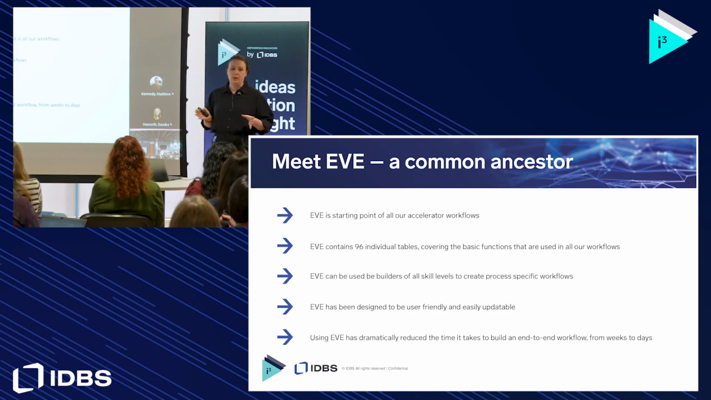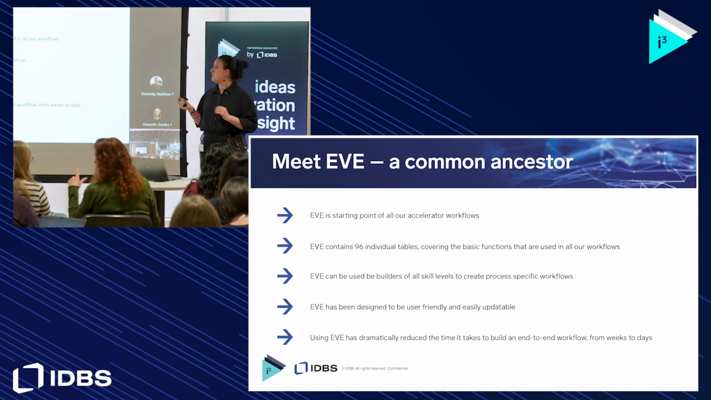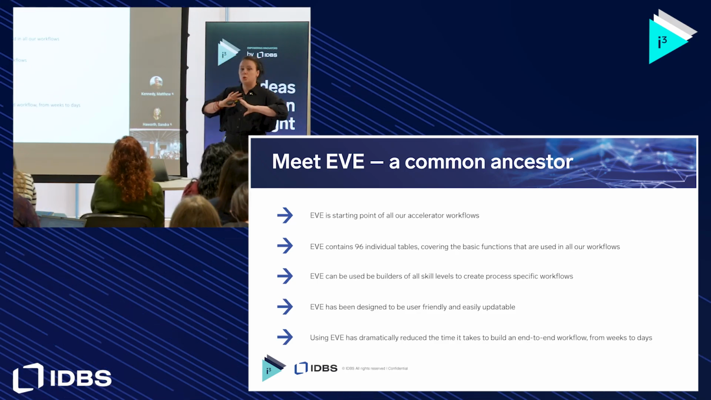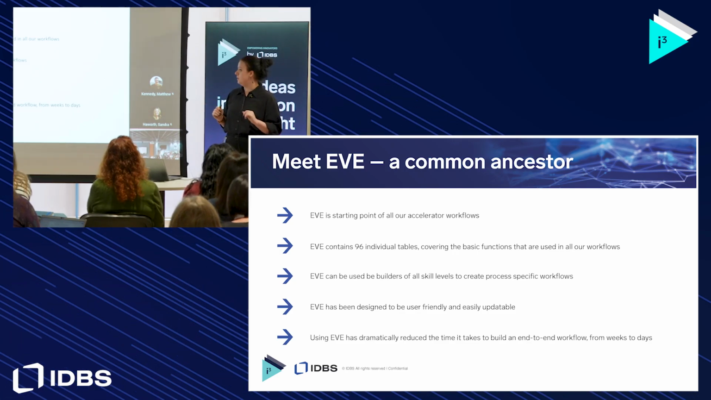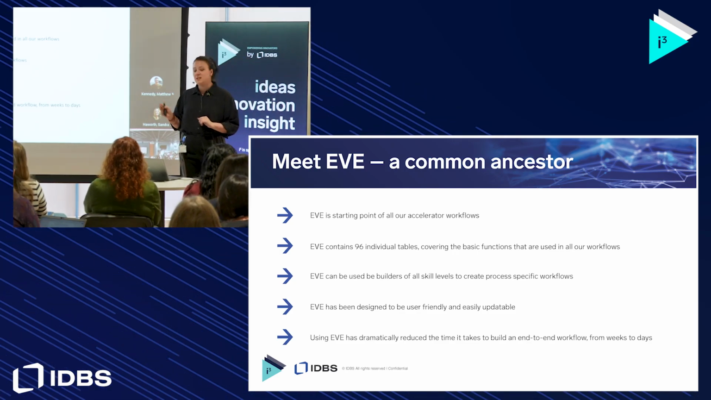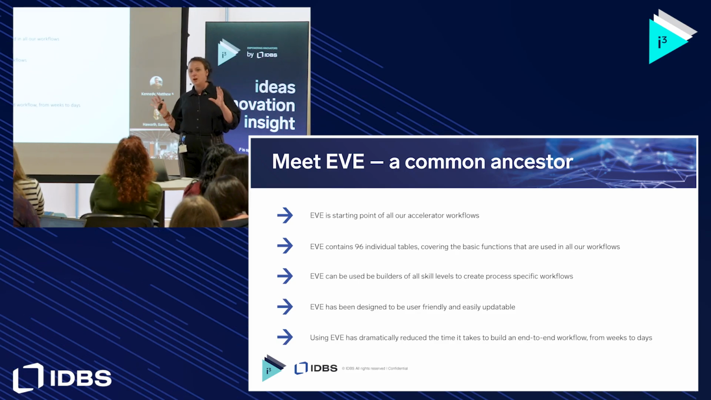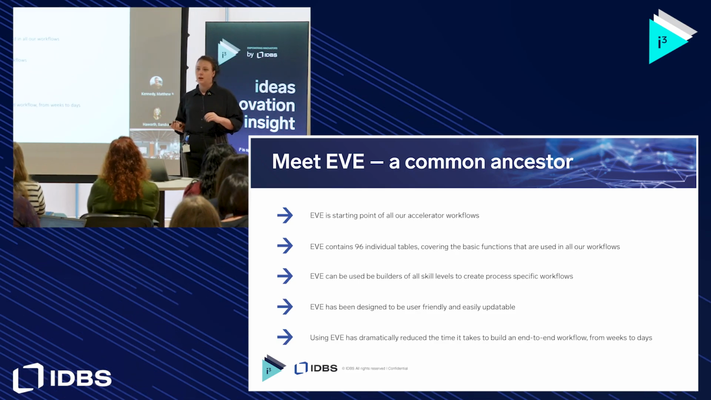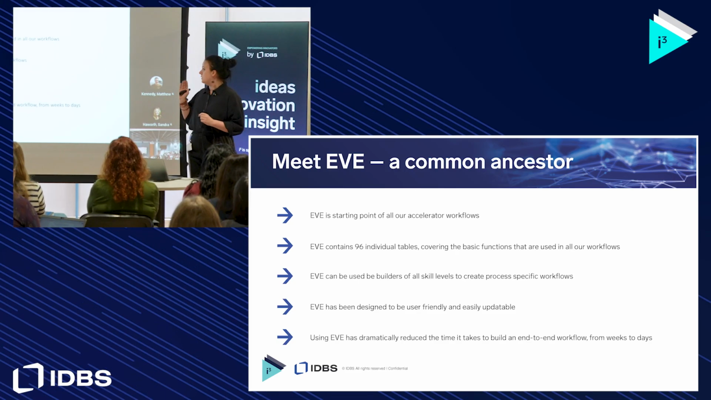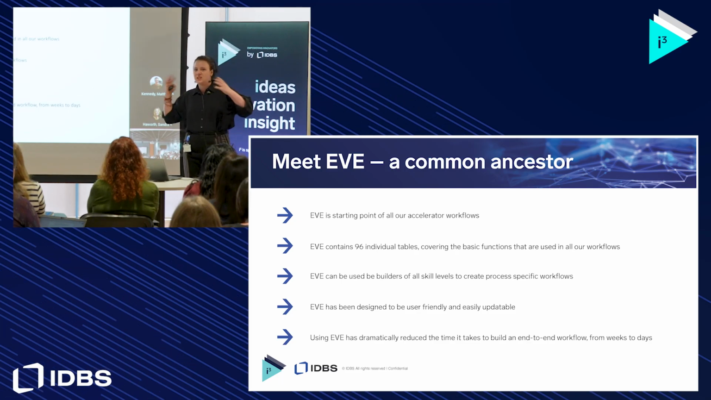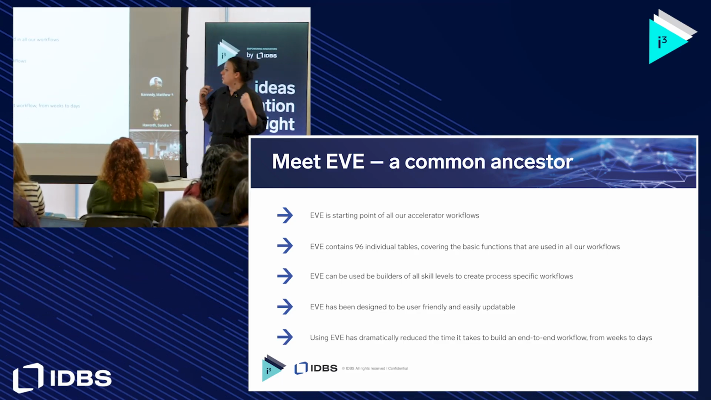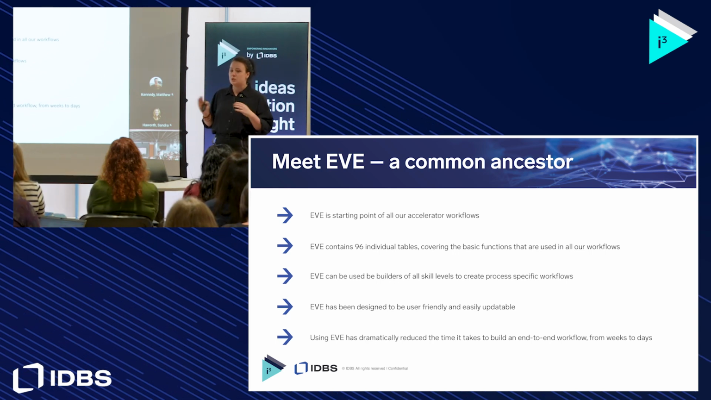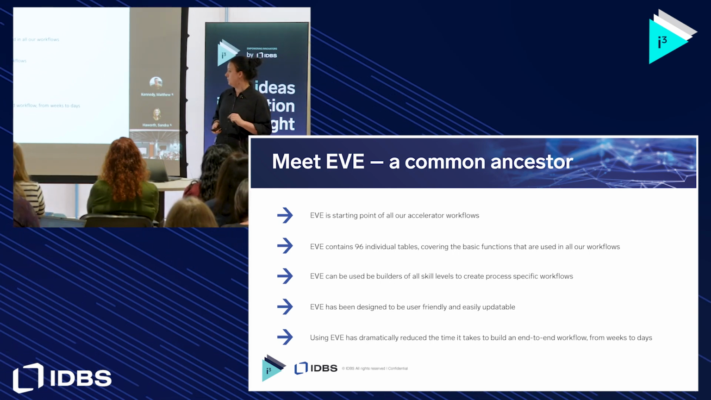Eve is the starting point for all of our spreadsheets. We've used this template to build all of our new accelerator workflows and some of our exemplar workflows. Eve is a collection of 96 individual tables that covers the basic functionality that you'll have in all of your spreadsheets. It's got control tables, exception tables, some basic inventory tables, some result transform tables, and some interaction with the data engine as well.